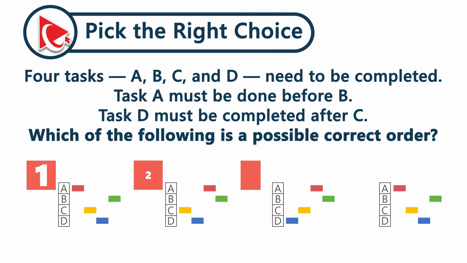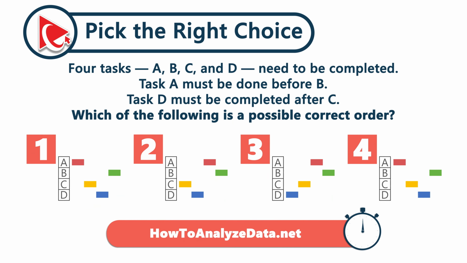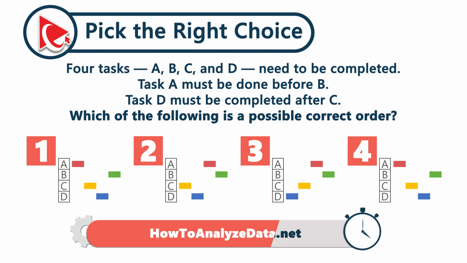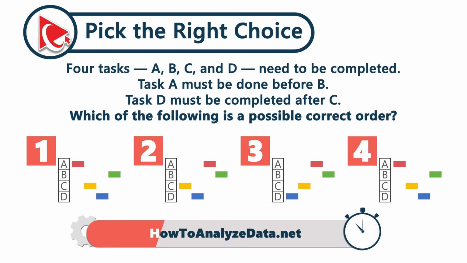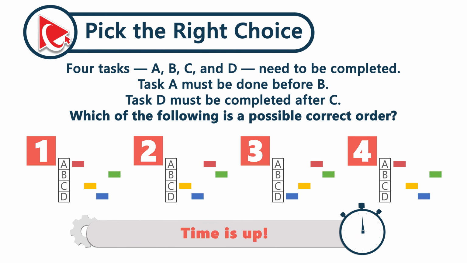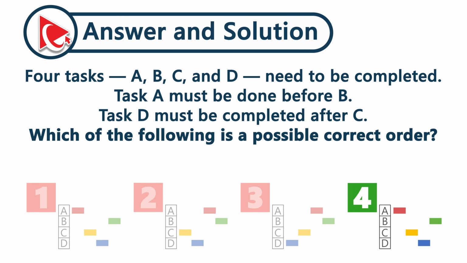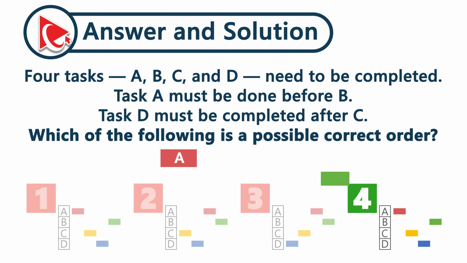4 tasks, A, B, C, and D, need to be completed. Task A must be done before B. Task D must be completed after C. Which one is the possible correct order? 1, 2, 3, or 4? The correct order is A, C, D, B. A comes before B, and C comes before D.